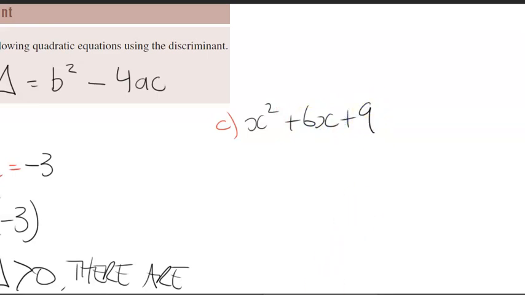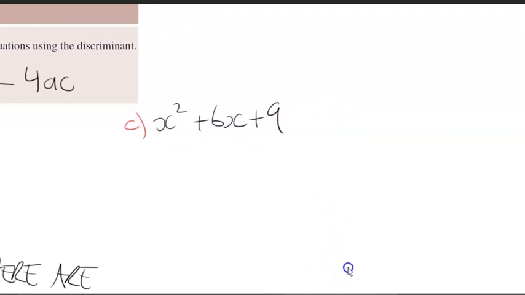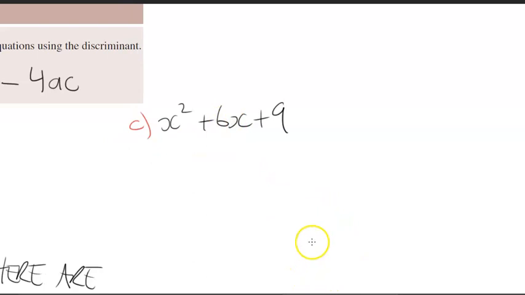Now, automatically I know this has only got one solution because I know this is such a common quadratic. Two numbers that multiply to give you 9 and add to give you 6 will both be 3, so there's only one solution. But let's test out this discriminant to double check.